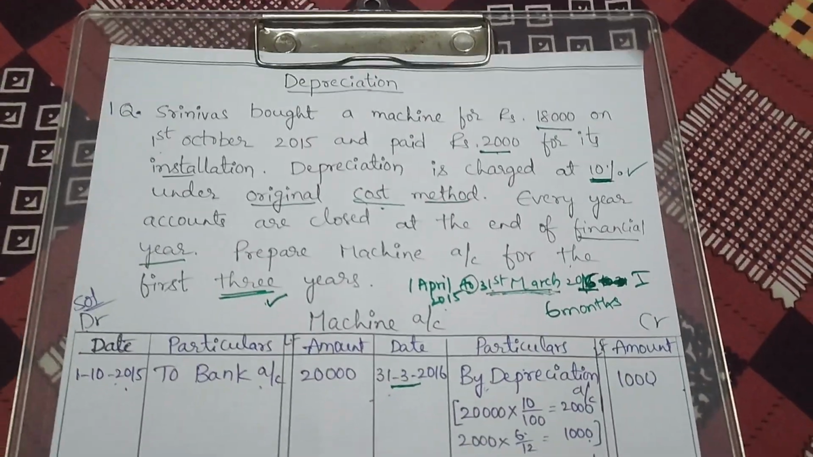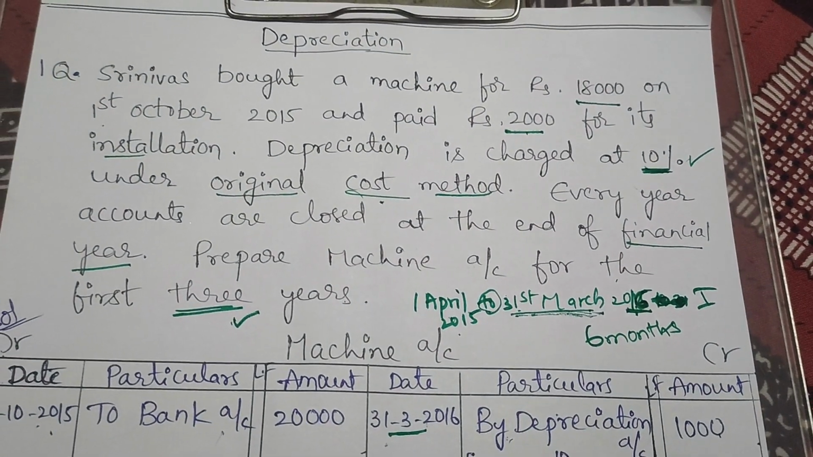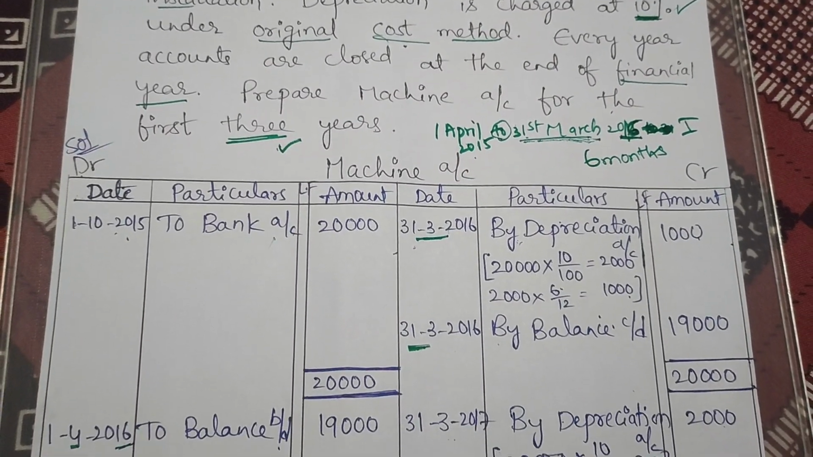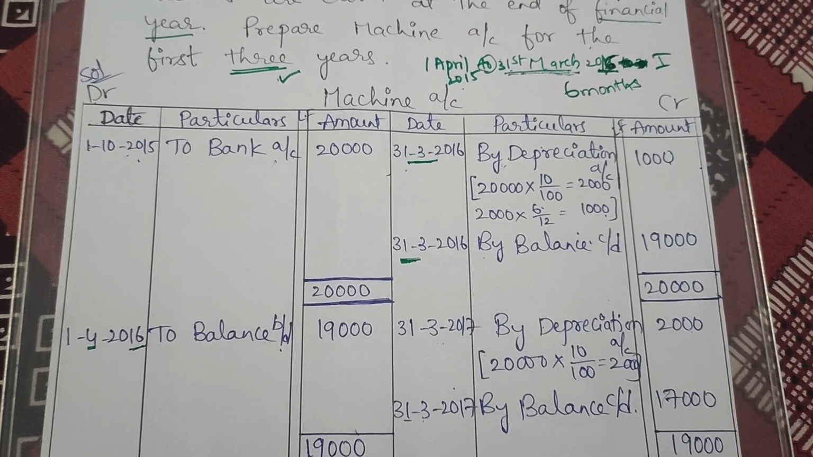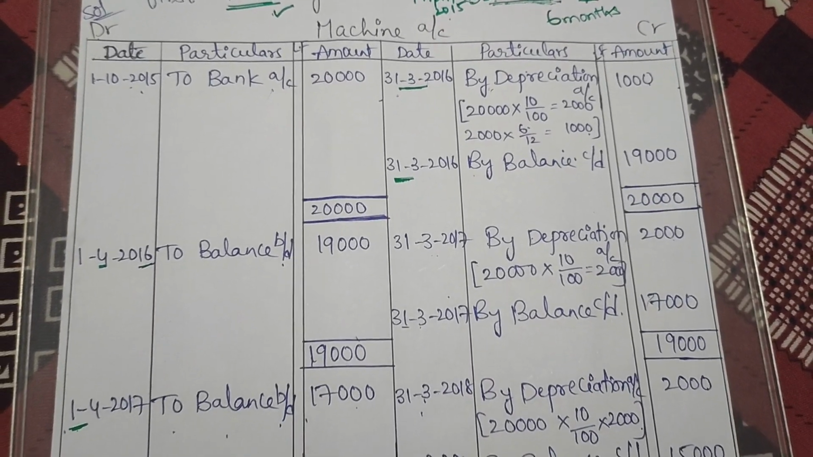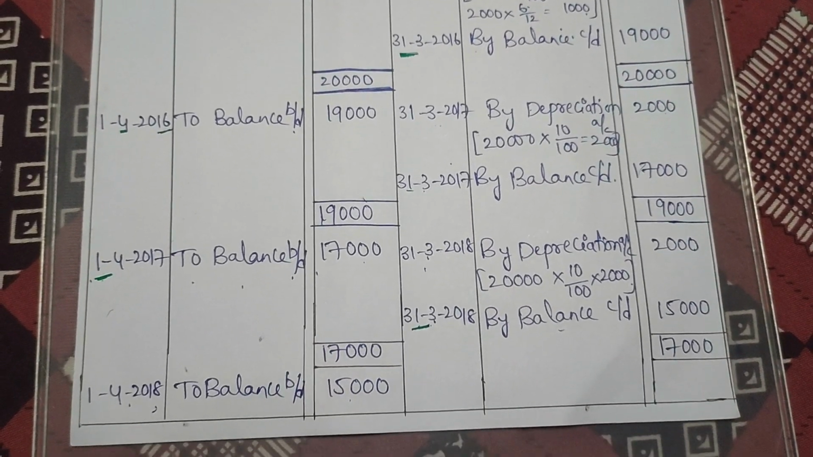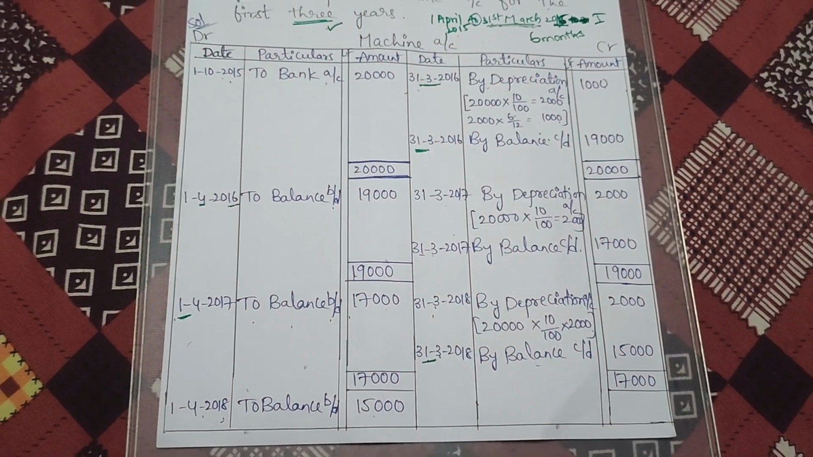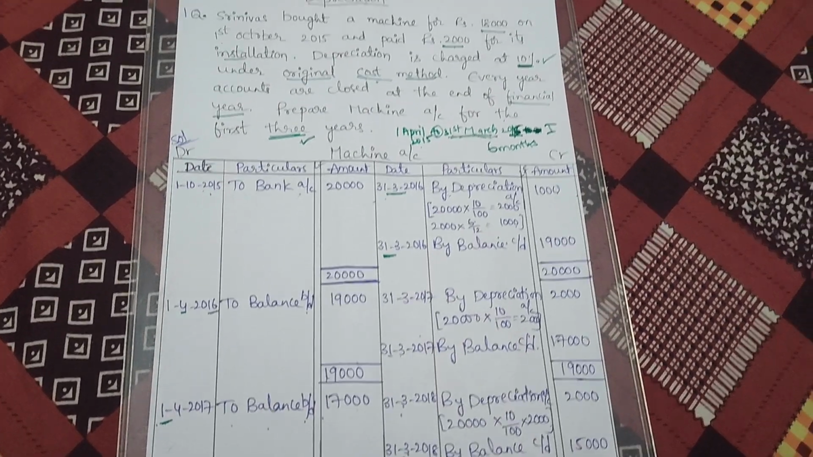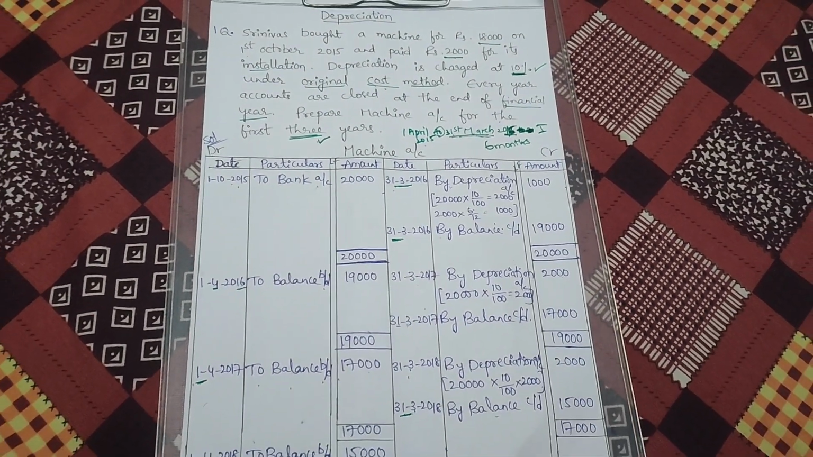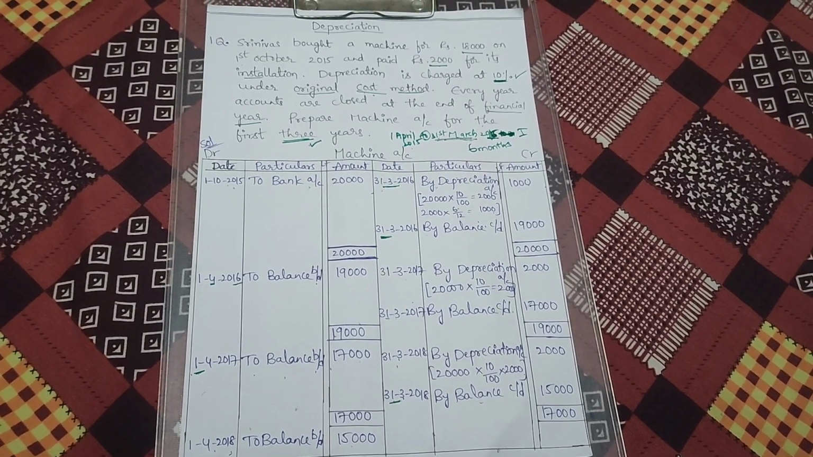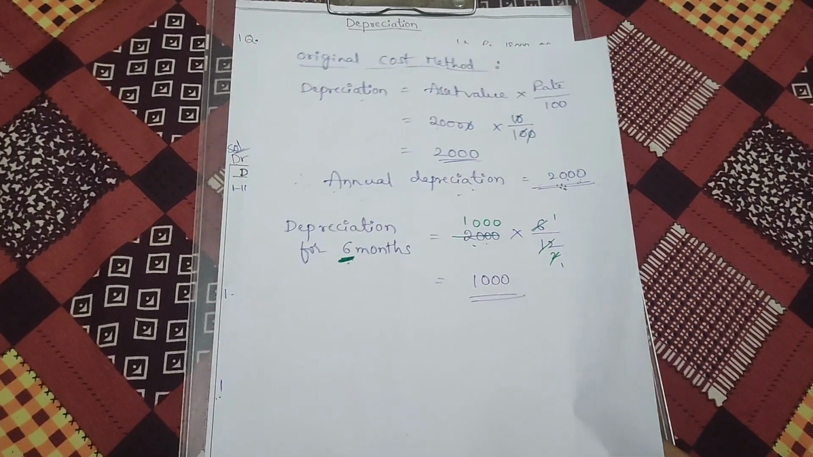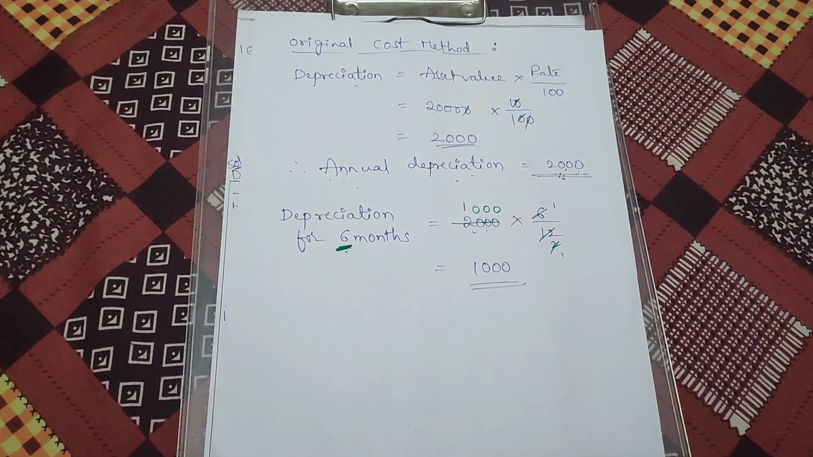So let me show these months. This is the question and this is the solution. Full solution, machine account along with question. And here we have the formula and calculation part.